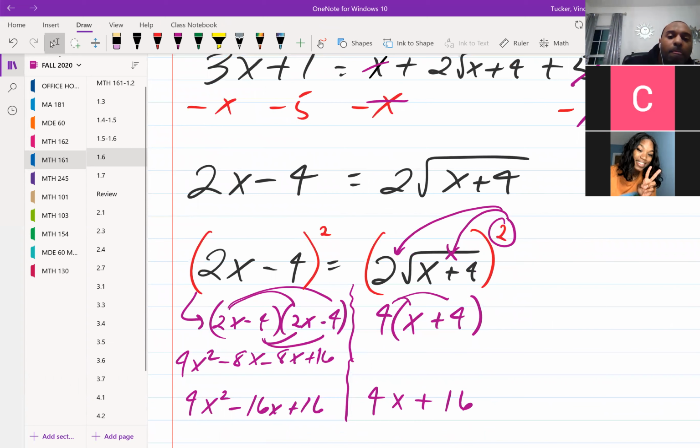Now on the left side, you have our binomial distribution. So you're talking about 2x minus 4 times 2x minus 4, and you'll do your distribution. That'll give us 4x squared minus 8x minus 8x plus 16. Combine your like terms, that'll be 16x in the middle. Distribute here as well, 4 times x plus 4, so that'll be 4x plus 16. So we have these two quantities.